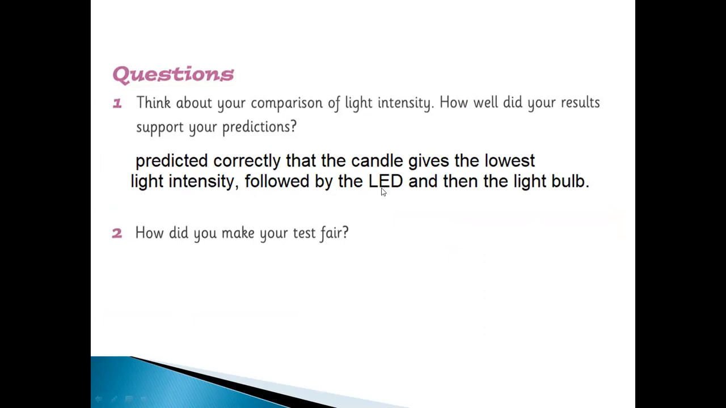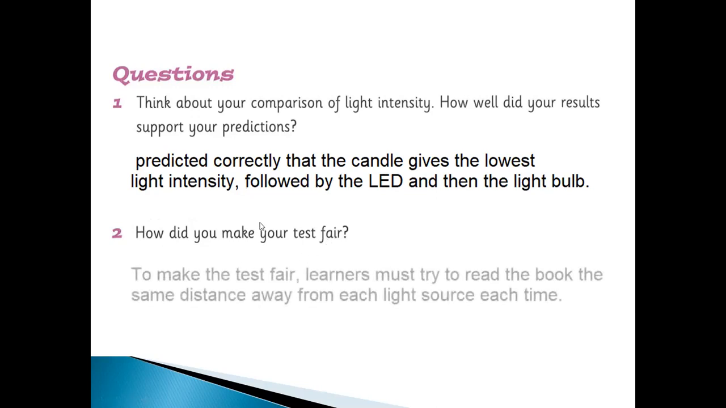After this, the second one is the LED. Then the third one, the light bulb. The light bulb gives us more energy. LED is the second one, and the first one, the lowest, is the candle. So if we start with the lowest light, it is the candle, then LED, and then the light bulb. How did you make your test fair? For every kind of activity and experiment, for a fair test you should repeat again and again. So for light intensity, you need to work to make the test fair.